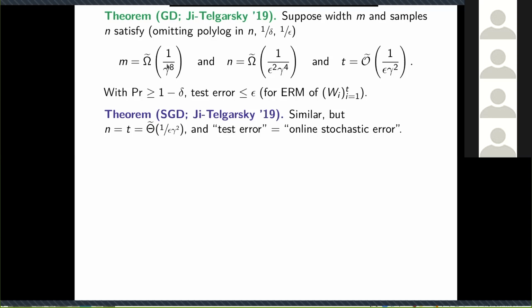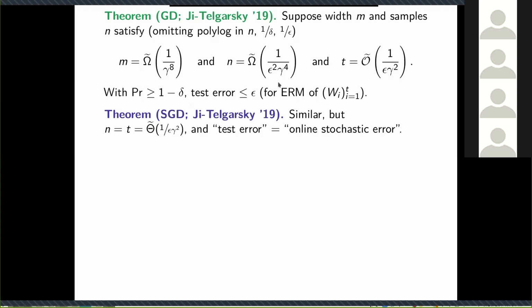Then the sample size is 1 over epsilon squared times gamma to the 4th times log n, log 1 over delta, log 1 over epsilon. And the number of iterations we have to run is roughly 1 over epsilon gamma squared. So the theorem is that if your width, your sample size, and your number of iterations of gradient descent satisfy those 3 inequalities, then with probability 1 minus delta over the data and over the initialization, your test misclassification error is less than epsilon. Oh, and I should say that it's not for W_T, it's for the W_i that has the smallest risk in those first T iterations.